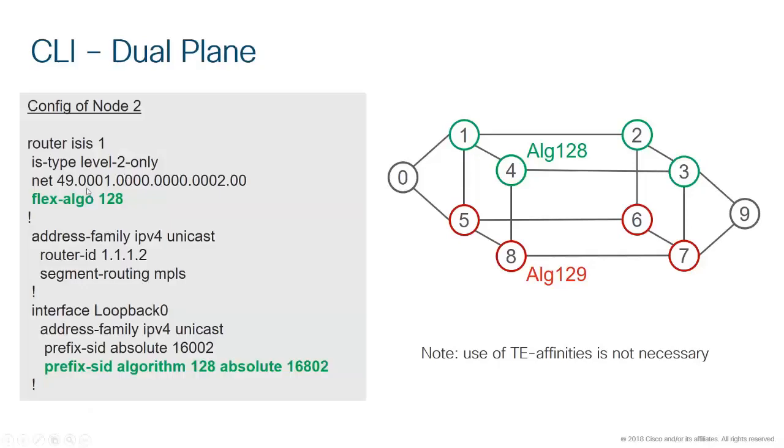Now, let's see the CLI. Right, it's very easy. If I am at node number 2, for each additional algorithm, but here there is only one, so it's 128, you simply need to enable it under router ISIS, and you need to define it. By default, it's a minimization of the IGP metric and the exclusion of nothing. In the dual plane, that's what we want, so that's why you don't see anything else. We just need to enable flexible algorithm, and then by default, it's the minimization of the IGP metric. And then you want to add a prefix SID for that algorithm under the loopback, and here, according to our terminology, it would be 16,802. That's all you need.